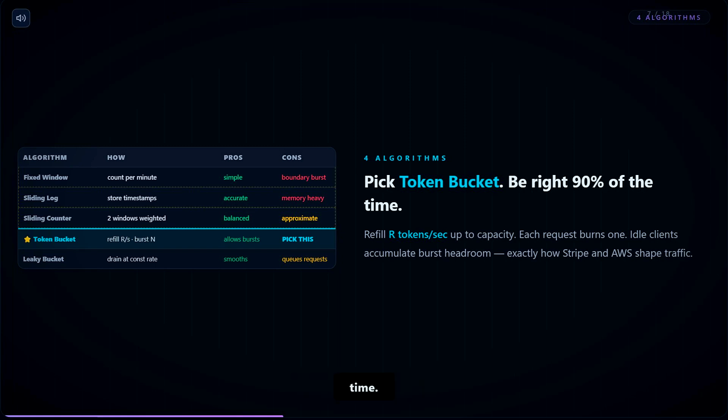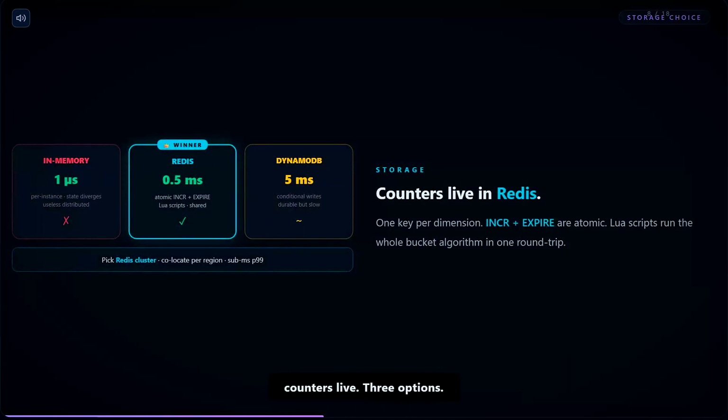Storage. Where do the counters live? 3 options. In memory on each app server, fastest, but breaks the moment you scale to 2 boxes behind a load balancer, because each box has its own counter.